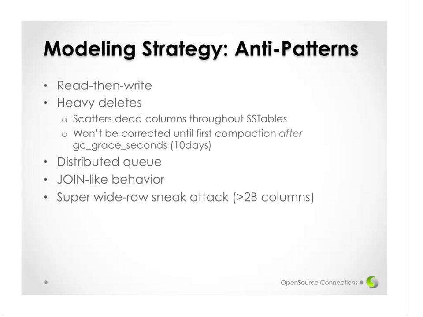A lot of people find themselves trying to turn Cassandra into a distributed queue, and you need much more severe consistency guarantees to do that, and it's just not the right application. Don't do joins. And the other thing to keep an eye on, this is actually John's terminology, super wide row sneak attack. You do need to bear in mind that at some point, if you get above 2 billion columns in a row, things are going to go wrong. So as you're modeling, just remember there's a limit out there.